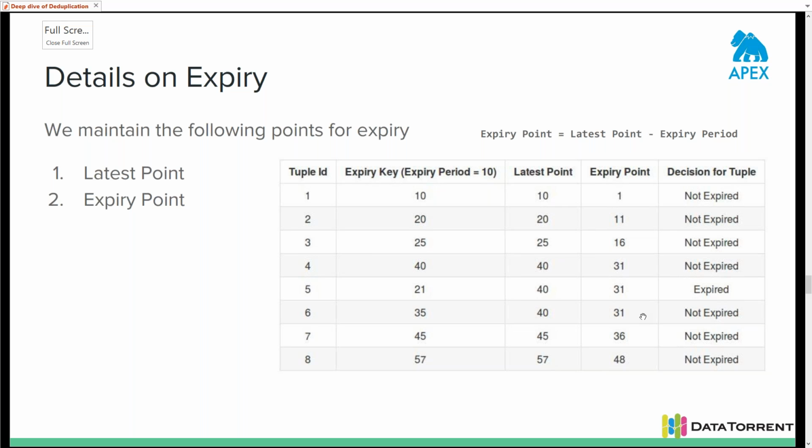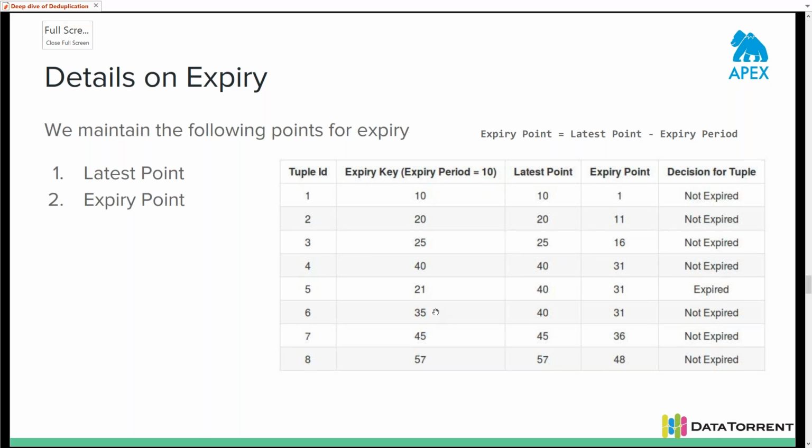So maybe the data was generated long back and the application is just getting the data right now. So we cannot process the data based on the time it is getting. We have to process the data at the time the data was generated, and that time is usually there in some time field in the data. Right? So your tuple may have a time field or a date field or a timestamp field or anything like that. So that's the expiry key that we are considering here. So coming back to tuple number 5, we consider that this tuple is expired.